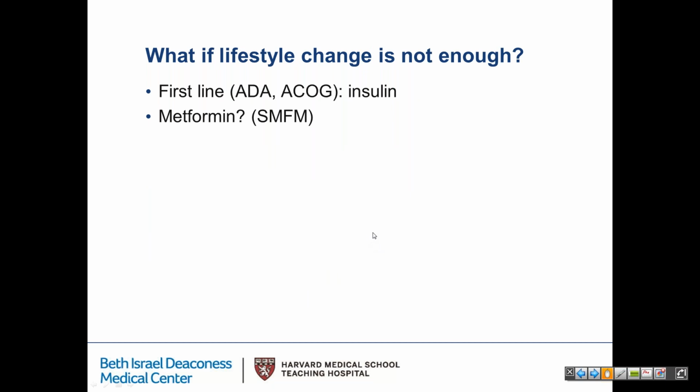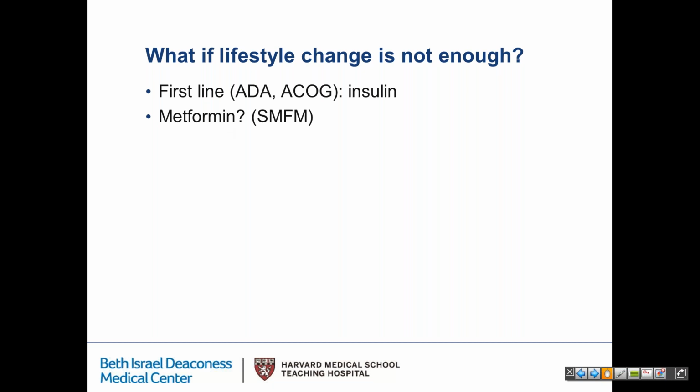So what if all of this isn't enough? First line treatment per the American Diabetes Association and ACOG is insulin. Last year, when that practice bulletin came out from ACOG saying that insulin should be the first line treatment, SMFM came out with a practice guideline the following day, emphasizing that metformin could be considered an alternative first-line treatment.